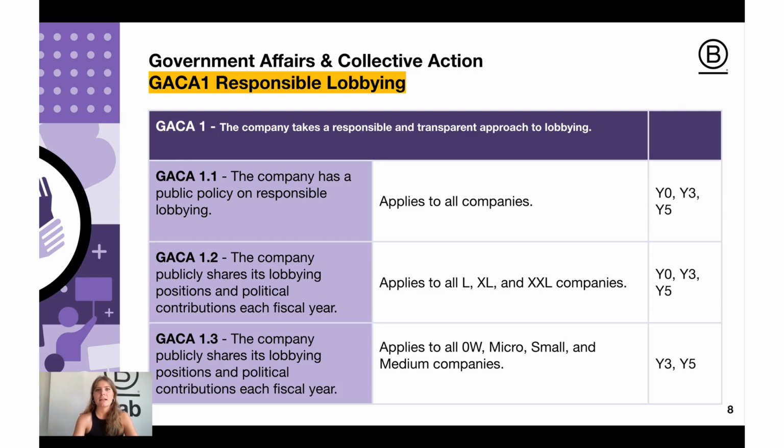Okay, so we agree that lobbying is often perceived with skepticism, and that's often the case when it is done in secret, because then it can also really undermine democratic values. But B Corps can really help redefine lobbying as a transparent and values-based practice.